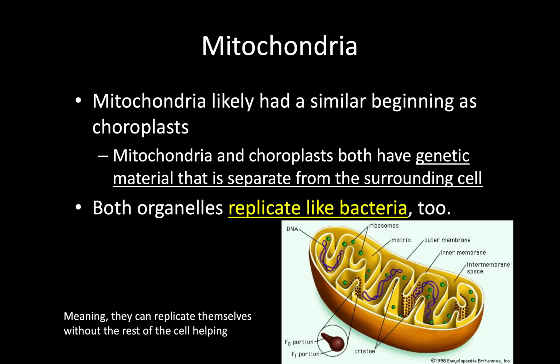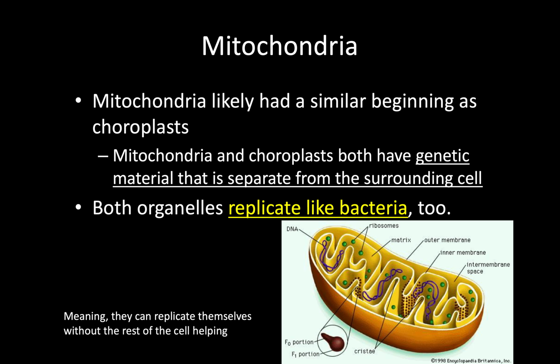Mitochondria probably had a really similar beginning to this as well. Chloroplasts definitely did this. Mitochondria likely did it as well. Now, one of the reasons that we know this is that both mitochondria and chloroplasts, as we just talked about, have their own membranes along with the cell membrane, which other organelles don't have, but they also have their own genetic material that's separate from the surrounding cell. Mitochondria has its own special type of DNA. We call it mitochondrial DNA, mDNA for short. Chloroplast has its own too.